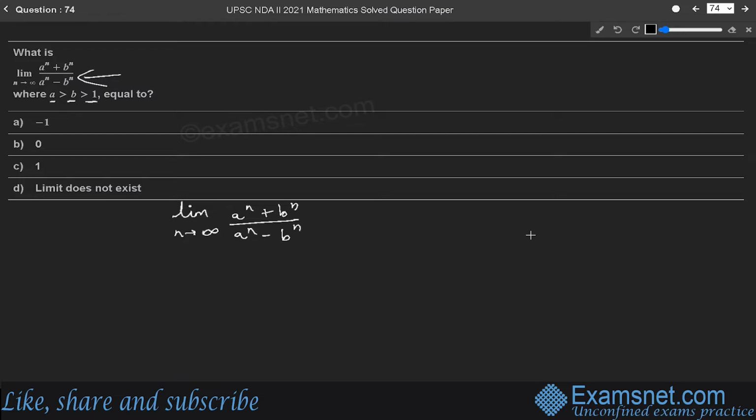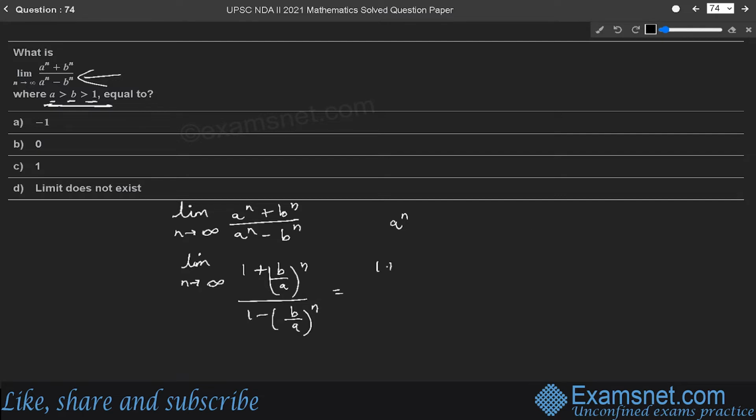It is a question from limits. Here in the condition, a is the greatest because a is greater than b and a is also greater than 1. So a is the greatest. Therefore, we will divide this whole term by a to the power n. So it will be limit n tends to infinity. On dividing all the terms with a to the power n, it will be 1 plus b upon a whole power n upon 1 minus b upon a whole power n, and n is equal to infinity.